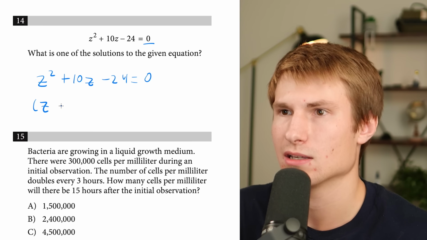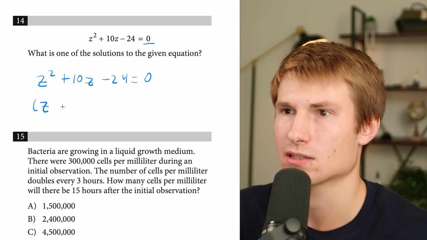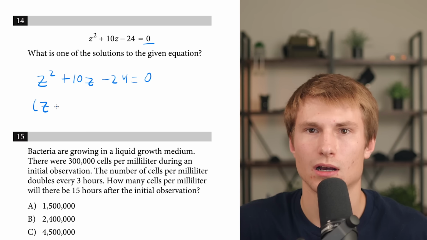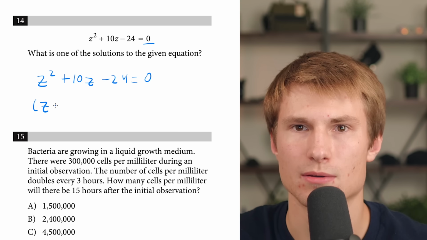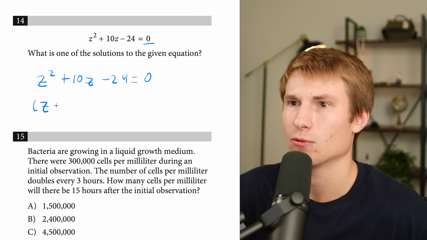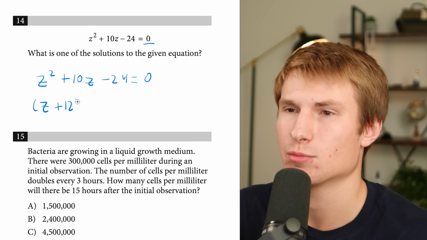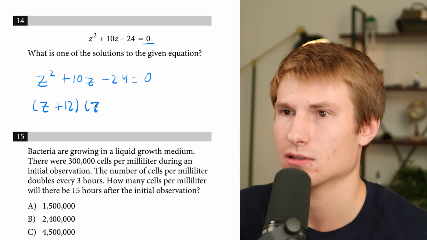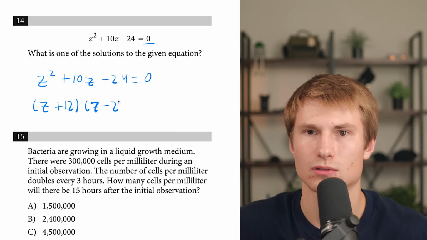Let's see, 6 and 4 would make sense here. Let's see if that would work. No, 6 and 4 wouldn't work. 12 and 2, that would work. So we could have z plus 12, and then we can have z minus 2. It's going to equal 0.